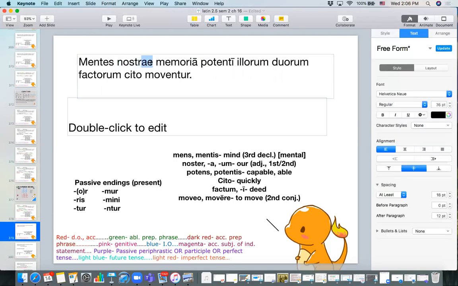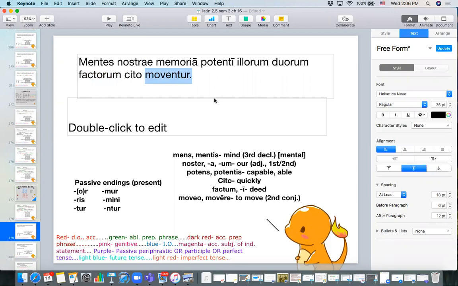So yeah, noster means our. And I guess mens, mentis, this word that means mind, must be a feminine word because its adjective buddy has a feminine looking ending. So news to me. I don't know the gender of every third declension noun, but that kind of tells us. So our mind, something about memory, but not right now. Something about powerful memory, but let me get to it later. Of those two something deeds. Cito means quickly, moventur.